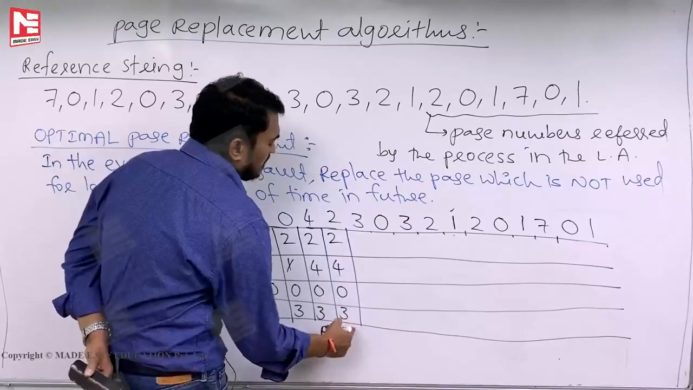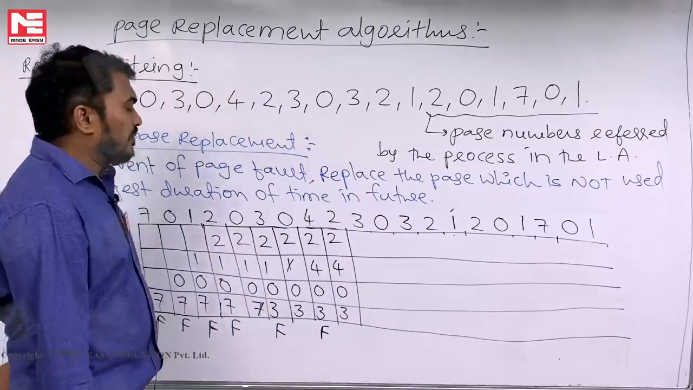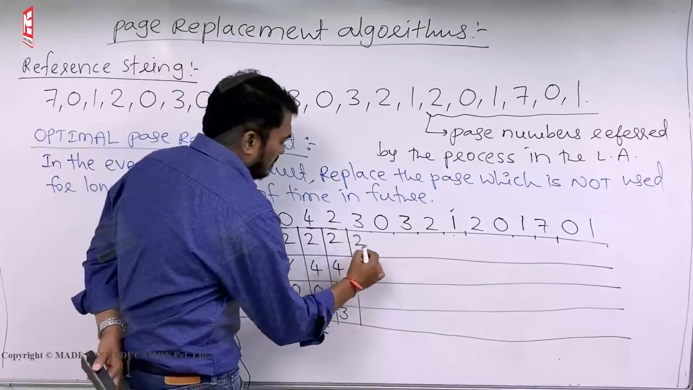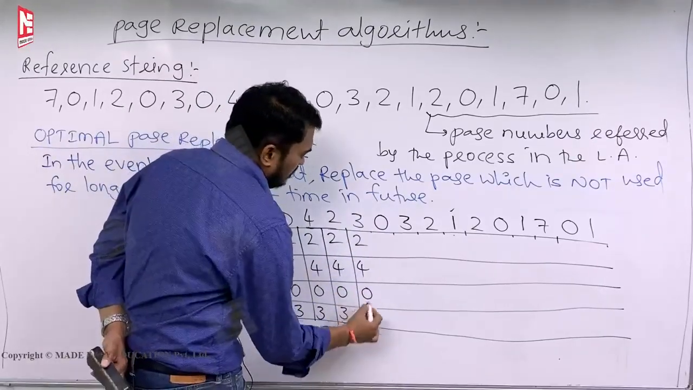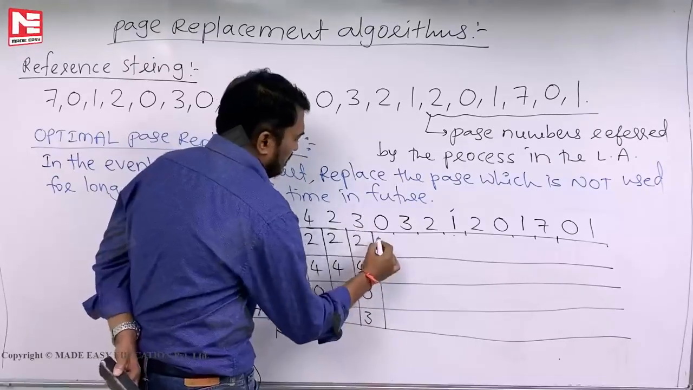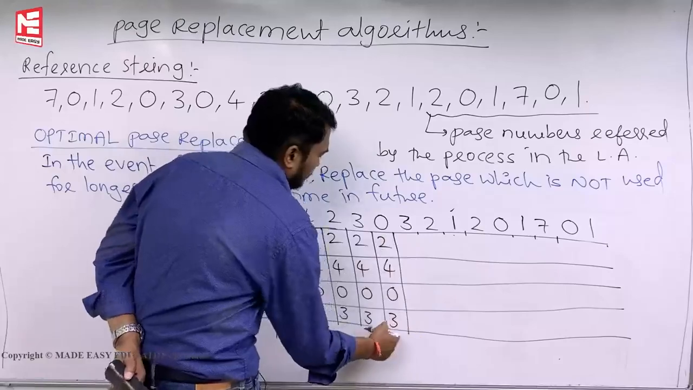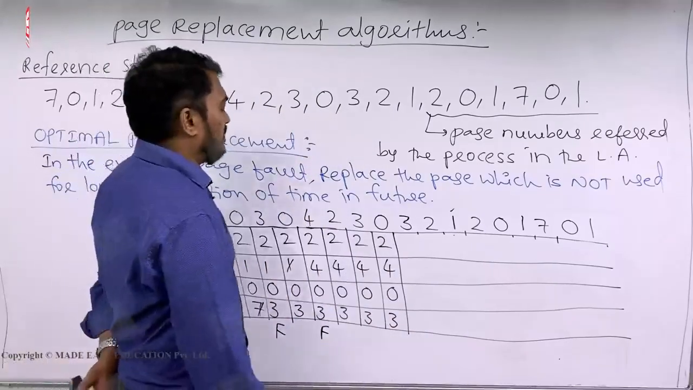Okay, don't write F. So that is not a page fault. Next is what? 3. 3 available? Yes. Okay, so copy as it is. Don't write F. Next 0. 0 available? Yes, available hai. So okay, that is not a page fault. Don't write F. Next is 3.